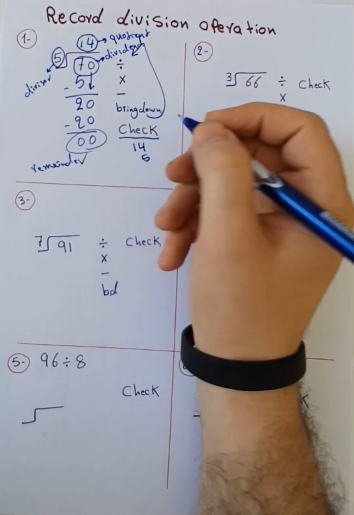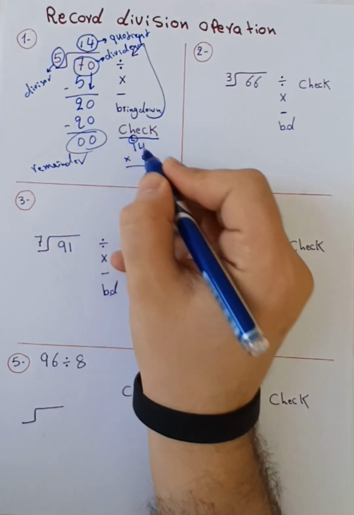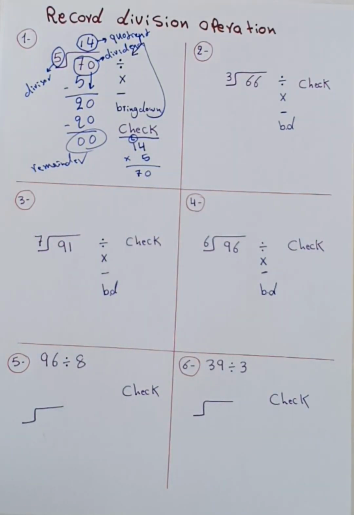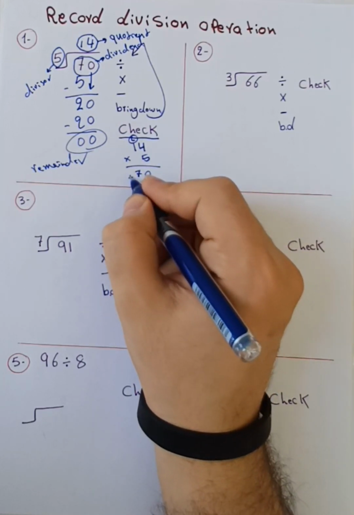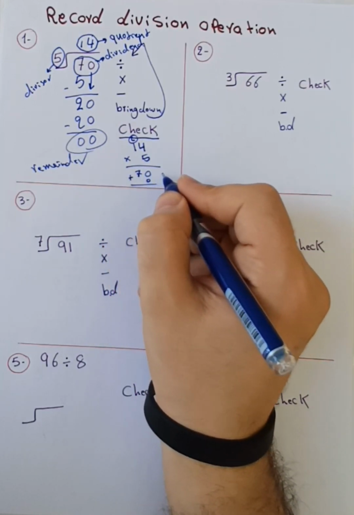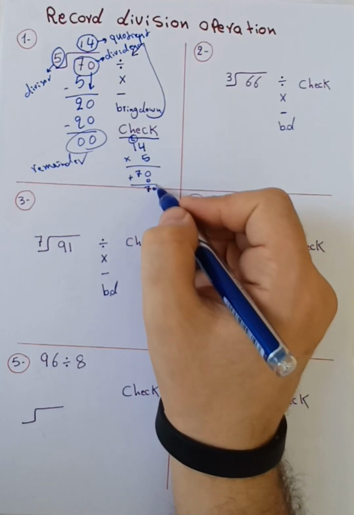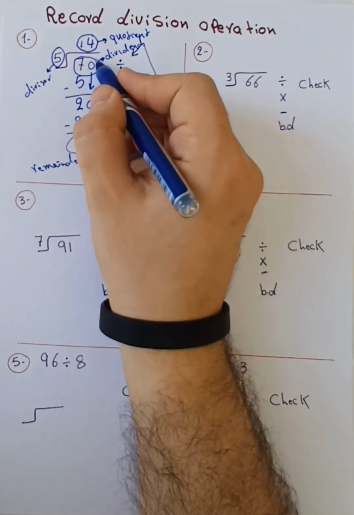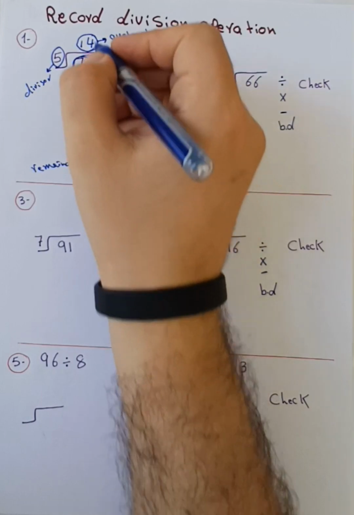14 times 5. 5 times 4 is 20. We have to regroup. 5 times 1 is 5 plus 2 is 7. And then you have to add the remainder. Remainder is 0. 70 plus 0 equals 70. Now in the check step, you have 70 and the dividend is 70. It means our quotient is correct.